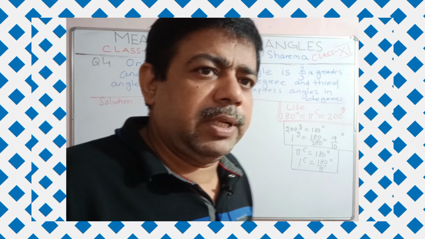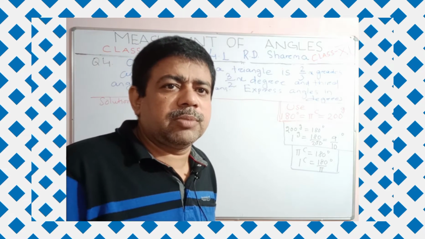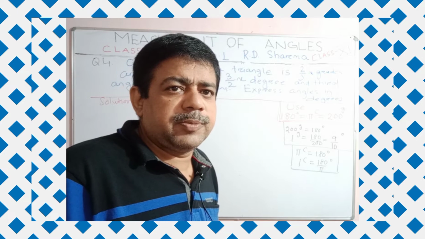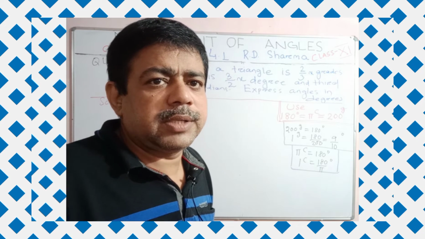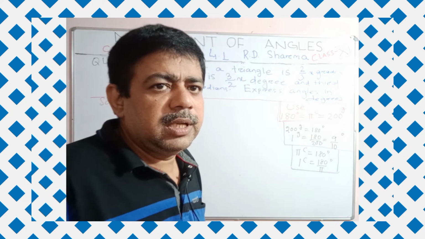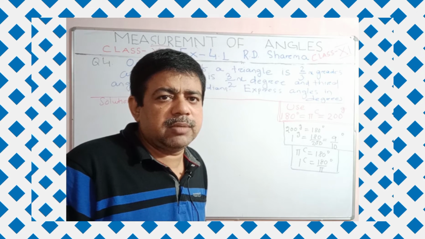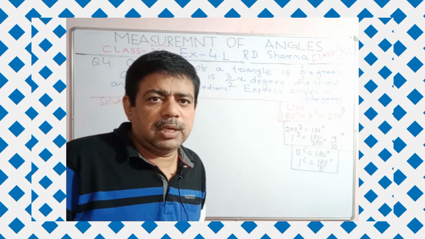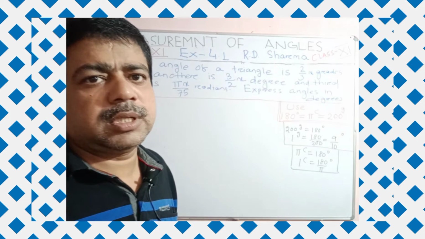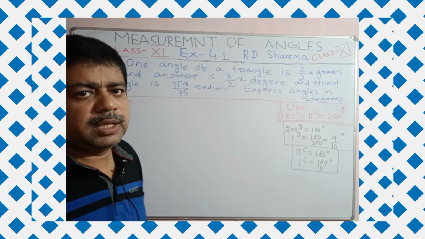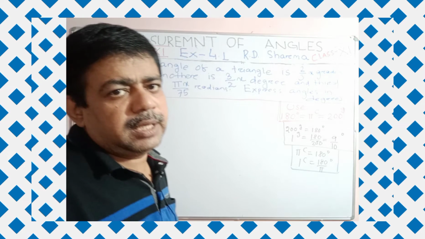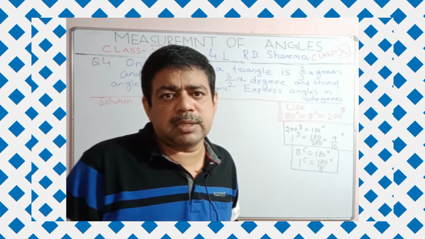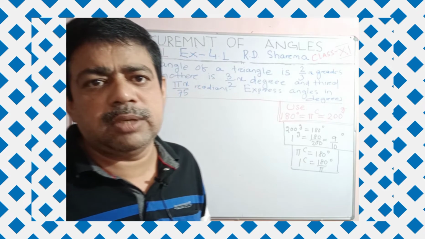So, dear students, here I am discussing question number 4 of exercise 4.1, trigonometry, class 11 mathematics. We are discussing the problem based on the measurement of angles, and how you can use the systems of measurement of angles: grade, radians and degree, in finding different types of angles and converting angles from one unit to another.